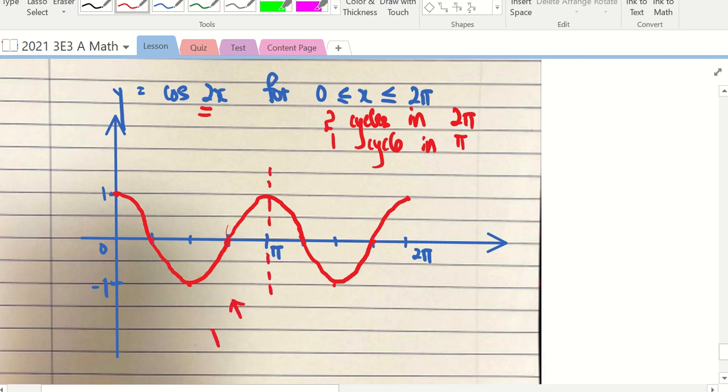This is my first cycle. This is my second cycle. Alright? For such a question, it will be worth 2 marks. Alright?